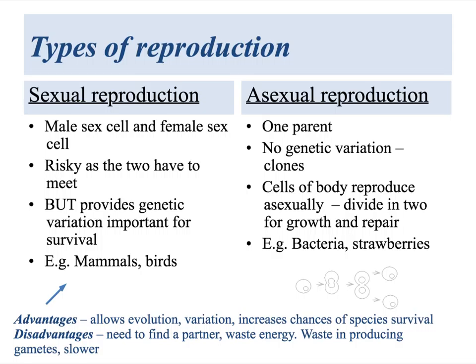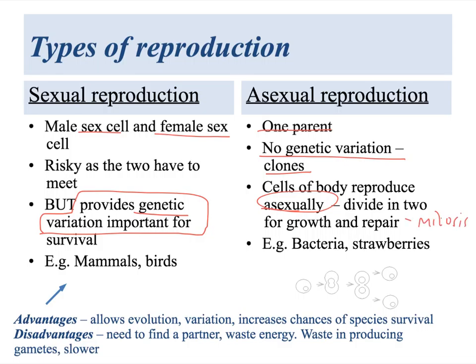Next, we've got two modes of reproduction. Sexual involves male and female gametes or sex cells. The crucial thing is it provides genetic variation, which is really crucial for survival. Otherwise, if a disease comes along, you might all die out. Asexual reproduction has one parent, there's no genetic variation, so we can call them clones. The cells in our body reproduce asexually. That's just for growth and repair, that is mitosis.